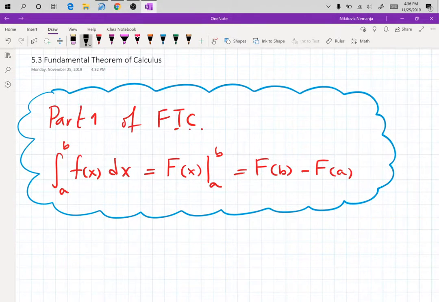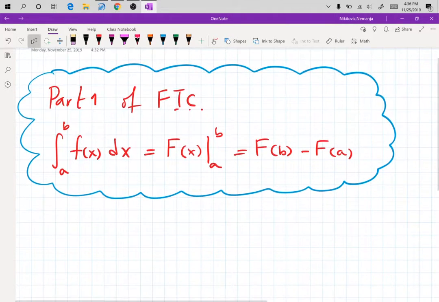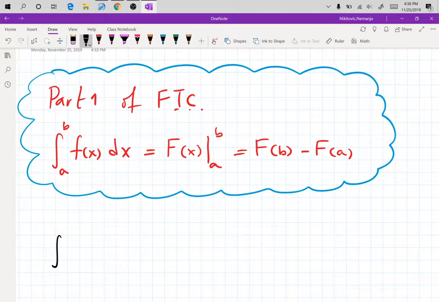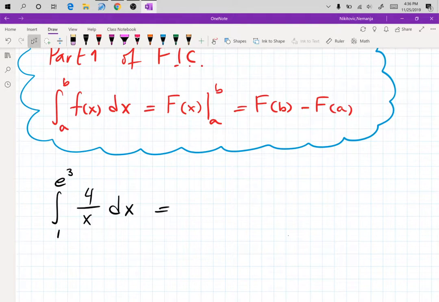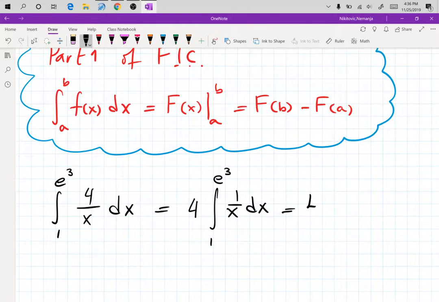And we had problems like this last time. Say the integral from 1 to e cubed of 4 over x dx. That would be an example. The way we solve this is we kick 4 outside. We have the integral of 1 over x dx, from 1 to e cubed, and that is ln of absolute x computed from 1 to e cubed, because the antiderivative of 1 over x is ln absolute x.